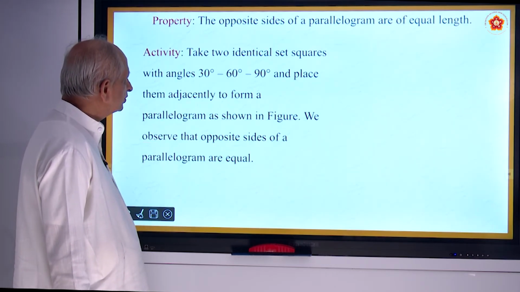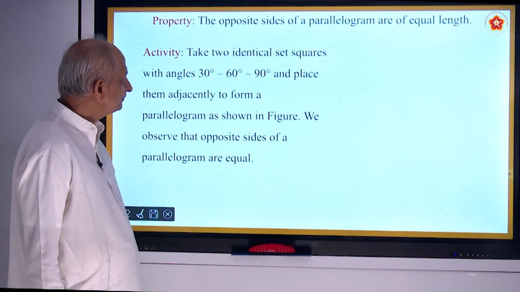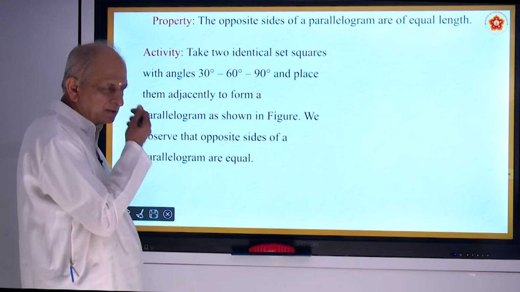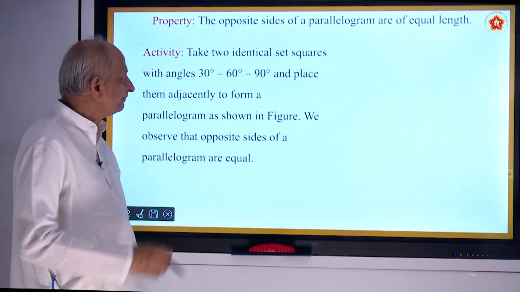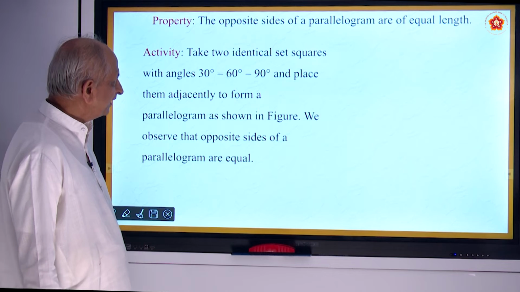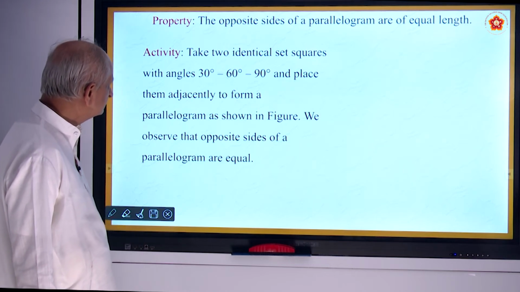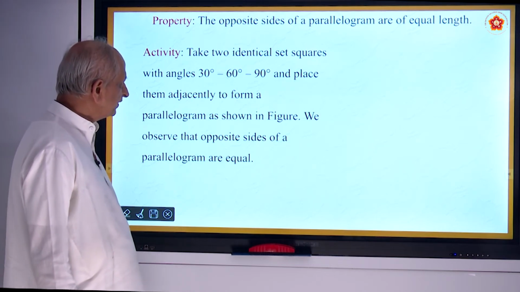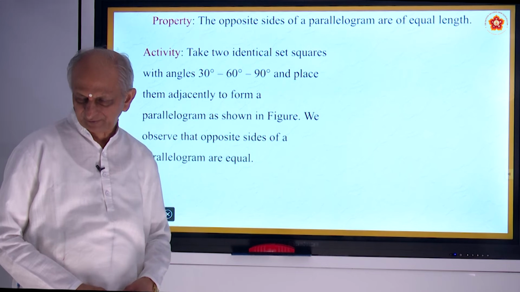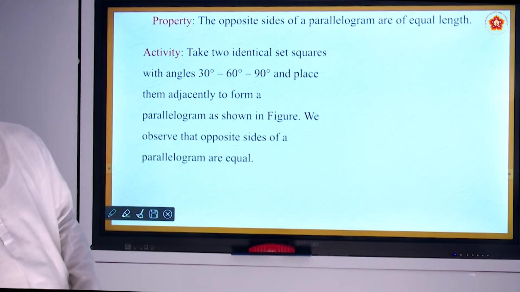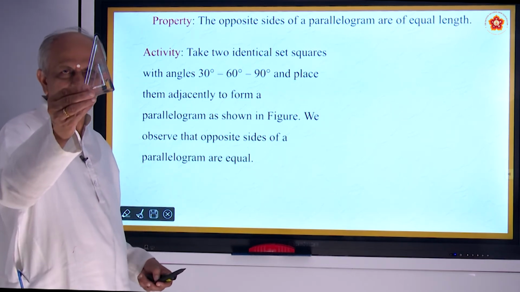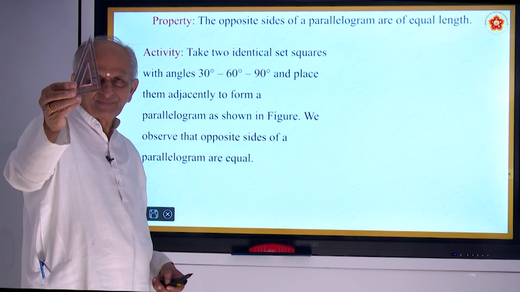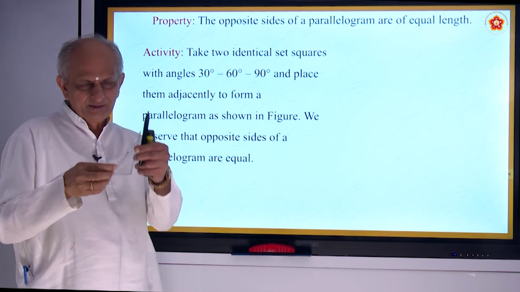Now, some more properties, or you can say one interesting property of a parallelogram. Opposite sides of a parallelogram are of equal length. For that, you must take 2 identical set squares of 30 degrees, 60 degrees, 90 degrees. Are you seeing it? This is 90 degrees here.